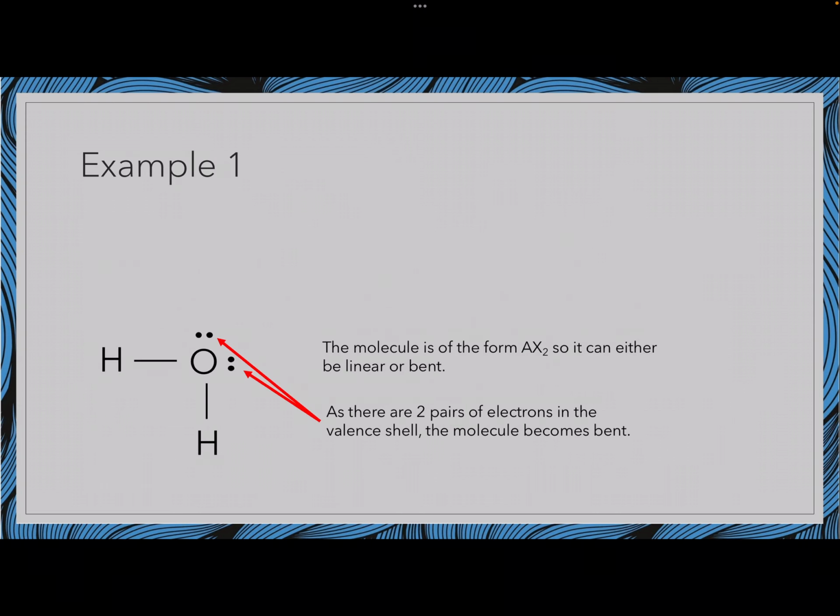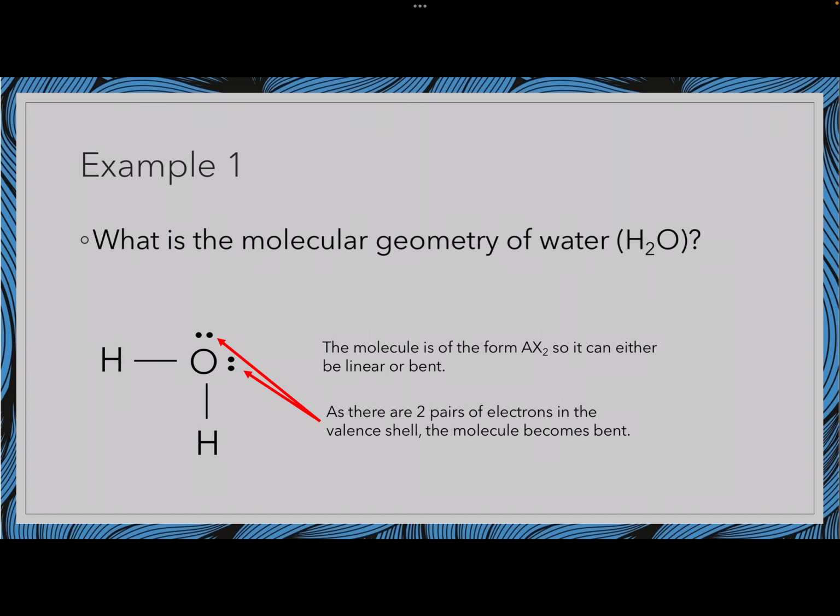So one example. What is the molecular geometry of water? So this is it here. Basically, the first step is to draw the Lewis structure. The molecule is in the form of AX2, so it can either be linear or bent. But because we've got two pairs of electrons in the valence shell, the molecule becomes bent.